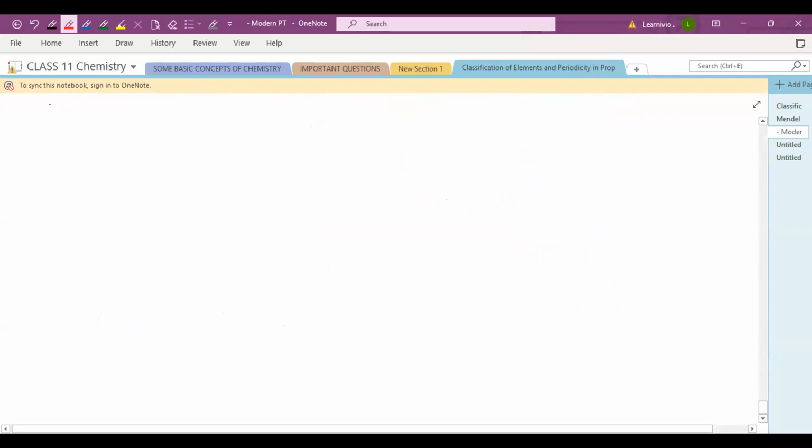Okay. Next is your p block elements. Basically, p block elements are composed of 6 groups, because the p subshell can hold 6 electrons, so it is composed of 6 groups. Write down.